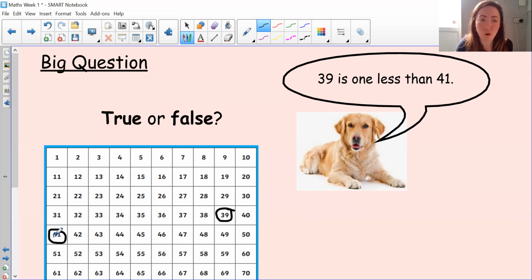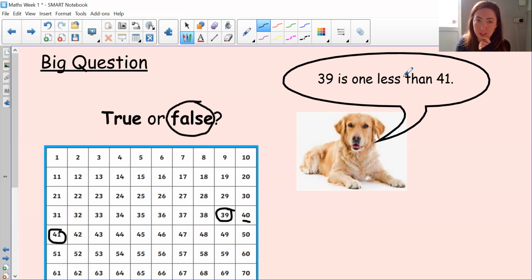It doesn't, does it? 1 less than 41 is 40. So 39 is less than 41, but it's not 1 less than 41. It's actually 2 less than 41. So I'm afraid, Stevie, that is false.